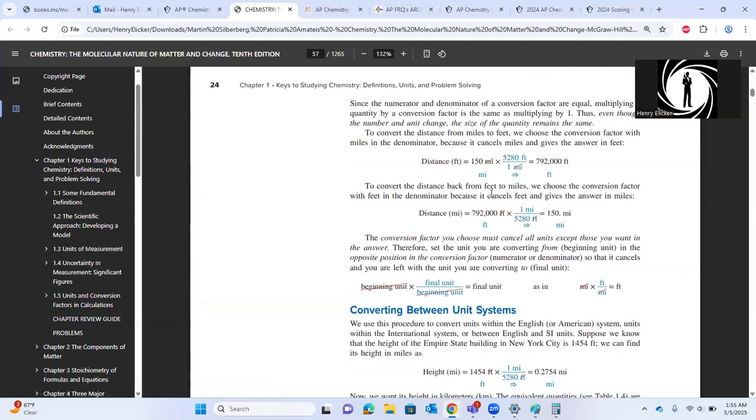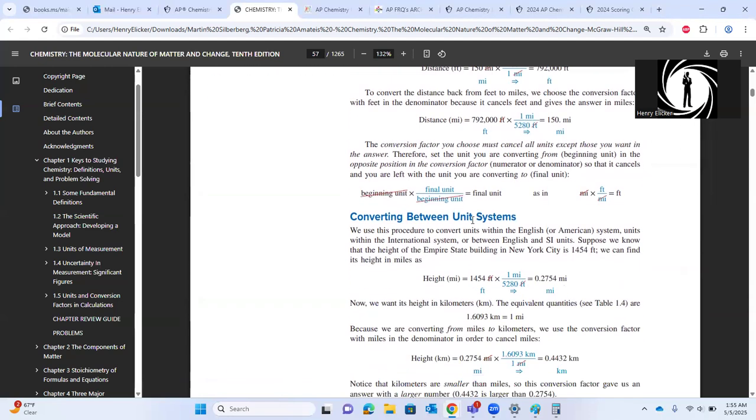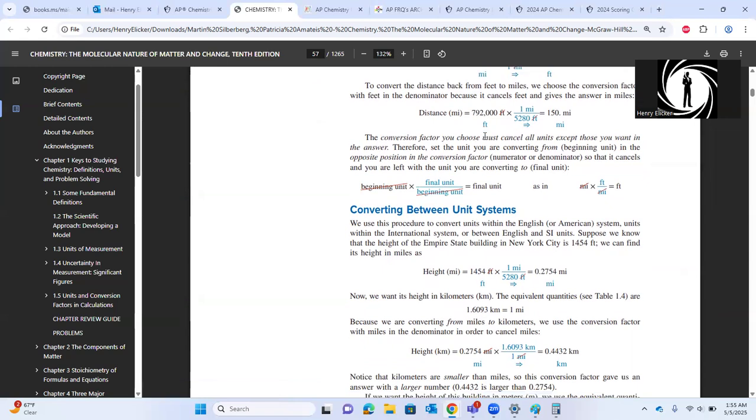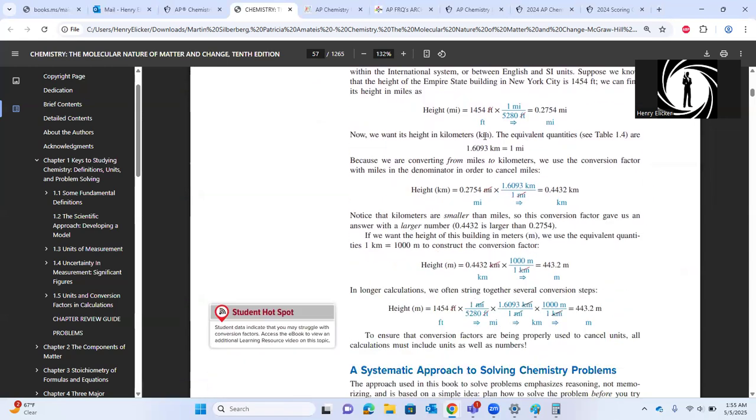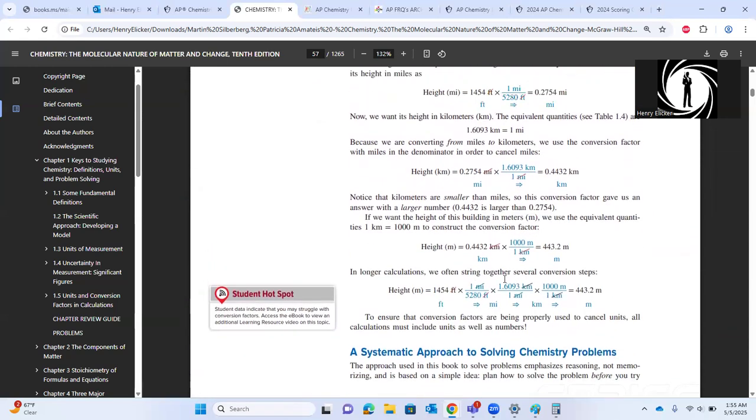Okay, notice that you can generally represent it as: here's the beginning unit. Make sure the beginning unit is canceled on the bottom, and you always end up with your final unit on top. Sometimes it's on the bottom. That doesn't matter. Okay. Now, what about converting between unit systems?